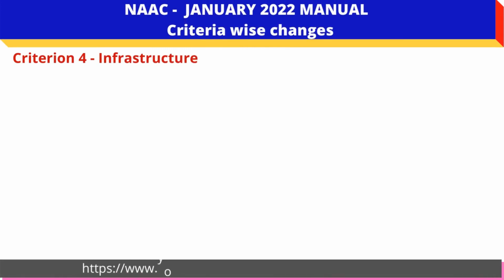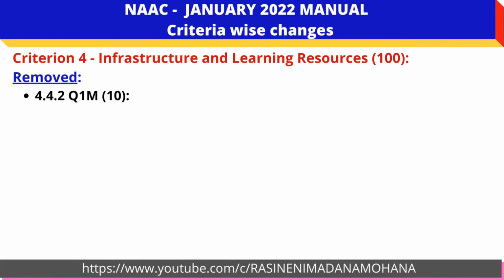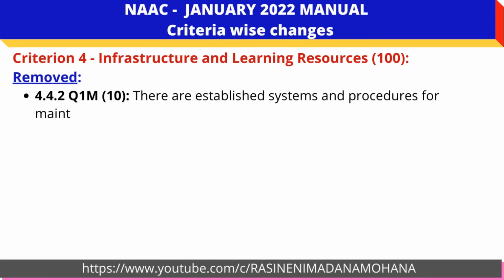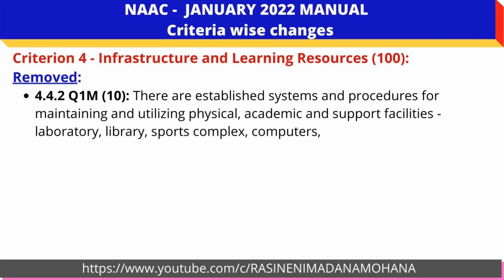Then coming to the metrics removed in criteria 4. 4.4.2, which is qualitative for 10 marks: there are established systems and procedures for maintaining and utilizing physical, academic, and support facilities like laboratory, library, sports, etc. This was a qualitative metric earlier, and now it is removed in the new manual.